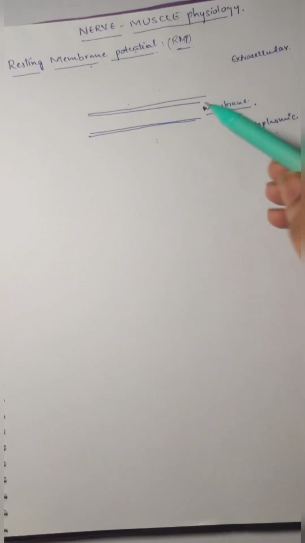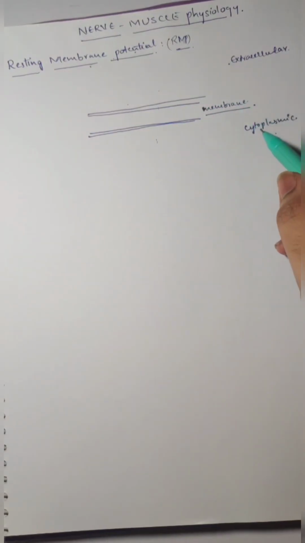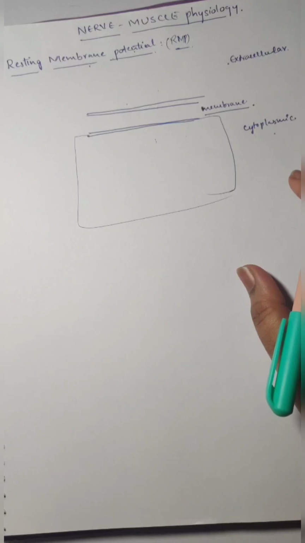Imagine that this is a membrane, this is the extracellular compartment, and this is the intracellular compartment, that is, all of this is inside the cell. So this is all inside the cell, and this is the extracellular compartment that we have. Now, what is this resting membrane potential?